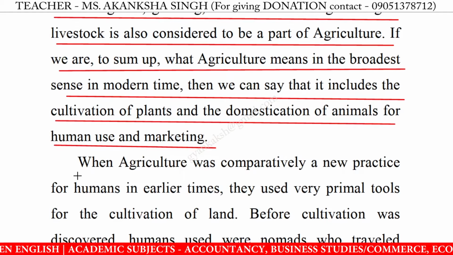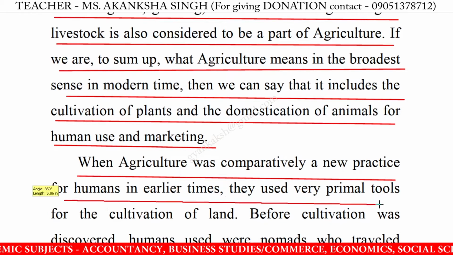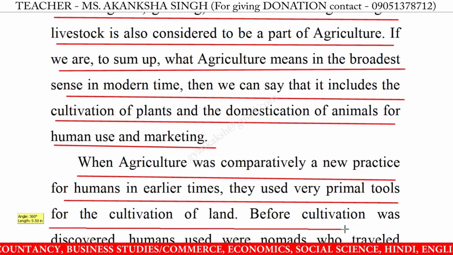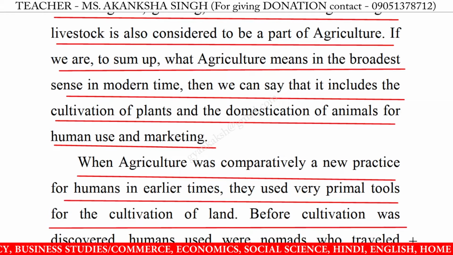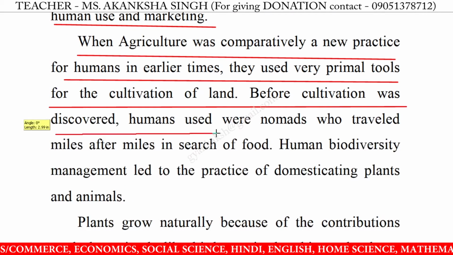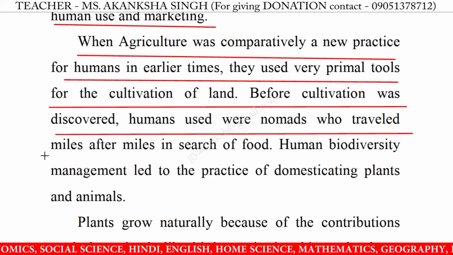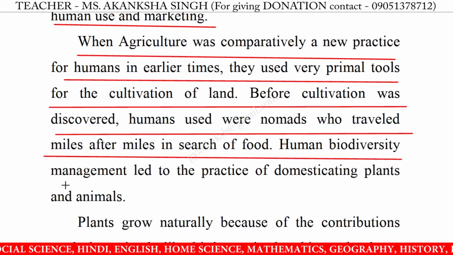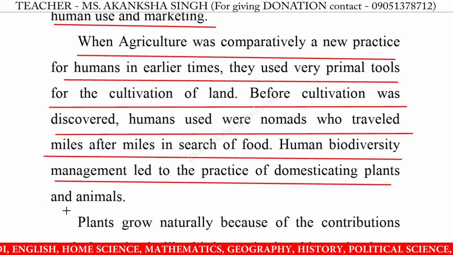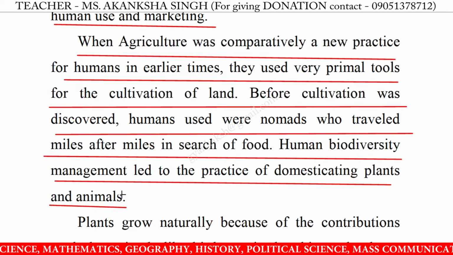When agriculture was comparatively a new practice for humans in earlier times, they used very primal tools for the cultivation of land. Before cultivation was discovered, humans were nomads who traveled miles after miles in search of food. Human biodiversity management led to the practice of domesticating plants and animals.